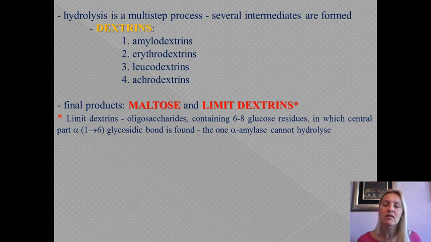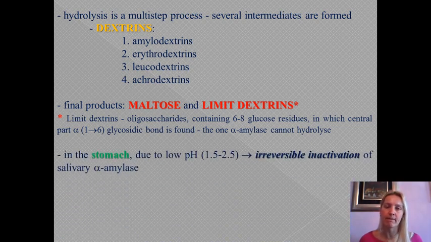This is the molecule the alpha amylase cannot hydrolyze. So we will have to employ other enzymes for the hydrolysis of this molecule. So in the end, to conclude, the final products of alpha amylase activity are maltose and limit dextrins. So the content from the mouth goes down and enters the stomach. What we know about the stomach juice is that its pH is rather low, from 1.5 to 2.5, and due to this low pH, irreversible inactivation of salivary alpha amylase occurs.